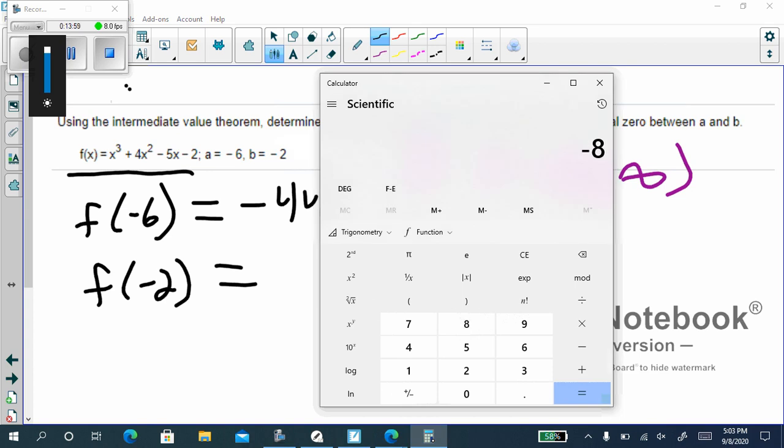Let's see, -2 squared is 4, times 4, so 16. -5 times -2 is +10. Then -2, we get 16.